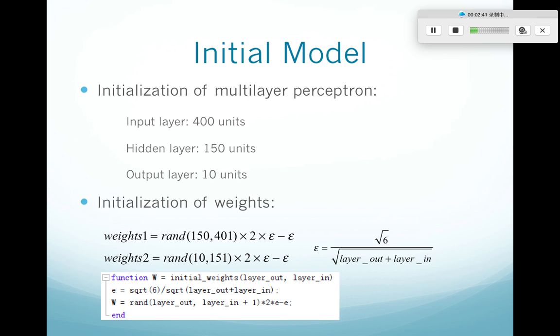Then I initialized the multilayer perceptron. I choose the input layer to have 400 units because we use the 20 times 20 pictures, and I choose the hidden layer to have 155 units, the output layer to have 10 units because we have 10 digit numbers, 0 to 9. And then I do the initialization of weights.